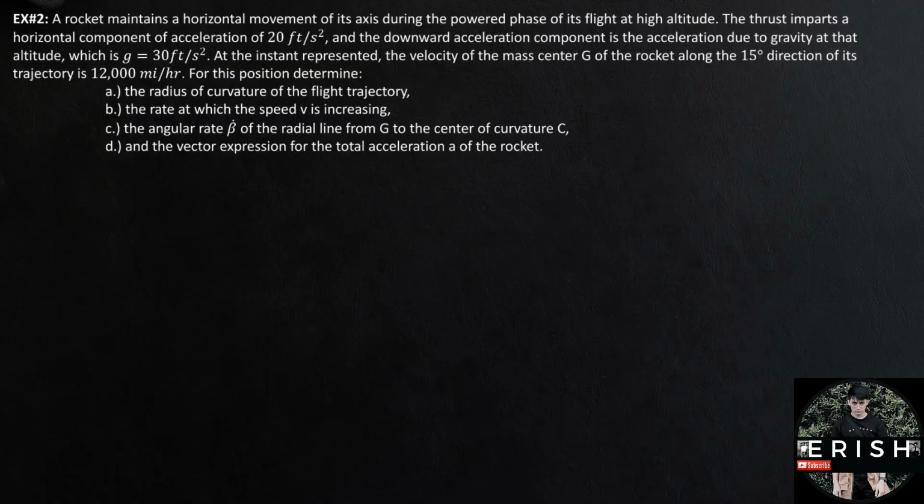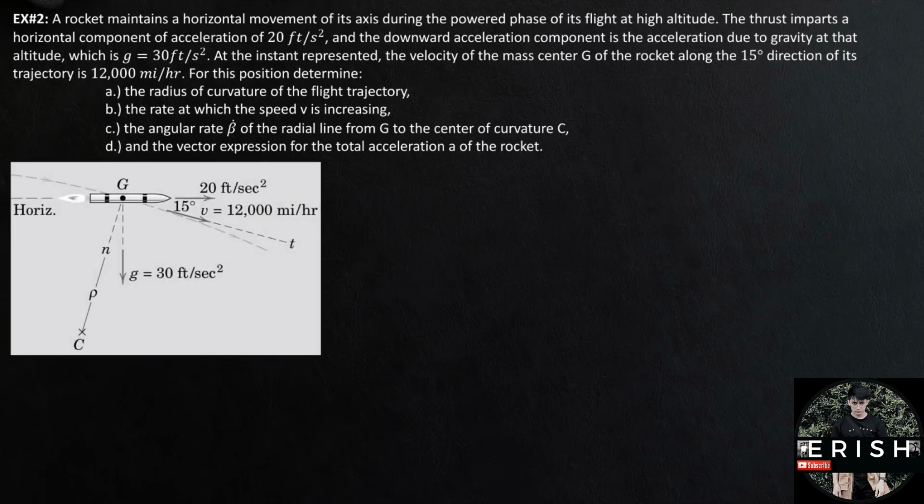Example number 2. A rocket maintains a horizontal movement of its axis during the powered phase of its flight at high altitude. The thrust imparts a horizontal component of acceleration of 20 feet per second square, and the downward acceleration component is the acceleration due to gravity at the altitude, which is equal to 30 feet per second square. At the instant represented, the velocity of the mass center G of the rocket along the 15 degrees direction of its trajectory is 12,000 miles per hour. So, this is our figure.